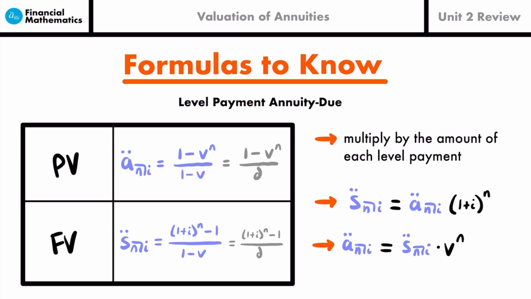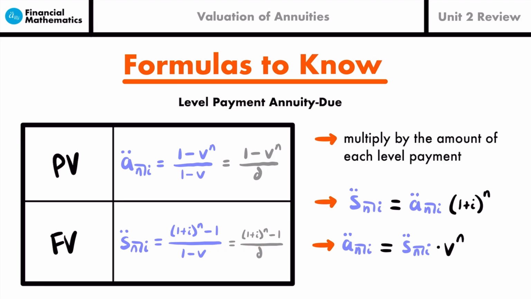But if you remember from Unit 1, 1 minus v is also equal to the equivalent effective discount rate. So you could also rewrite this formula like this, 1 minus v to the power of n divided by d. All right, but then to calculate the future value of a level payment annuity due, the notation is s double dot n angle i, and that's equal to (1 plus i) to the power of n minus 1 divided by 1 minus v, which once again you can replace with d, and this would be another way to write that formula, where of course d is an equivalent effective discount rate for your effective interest rate that you would be using for that calculation.